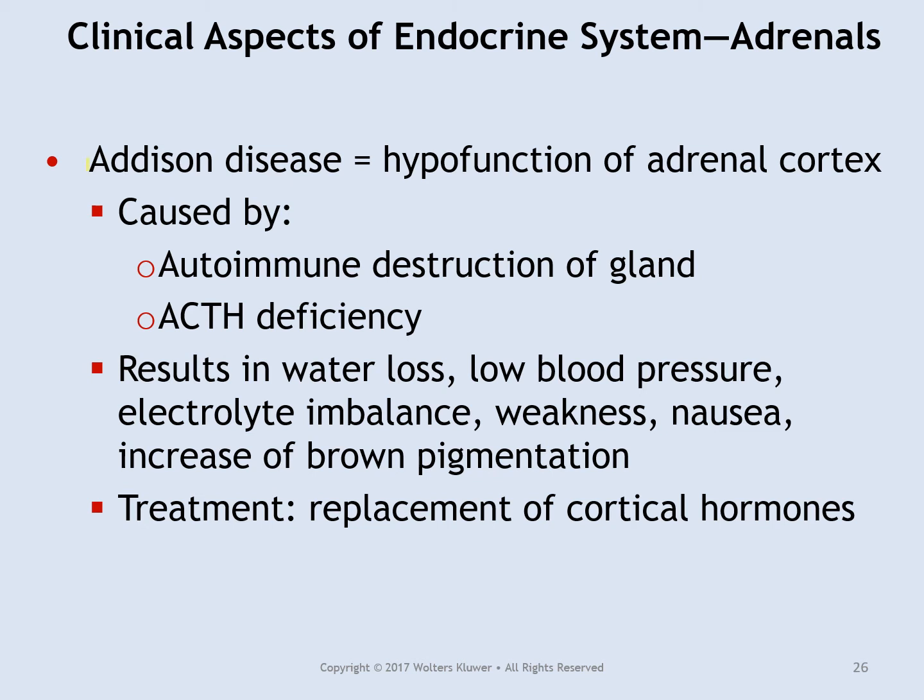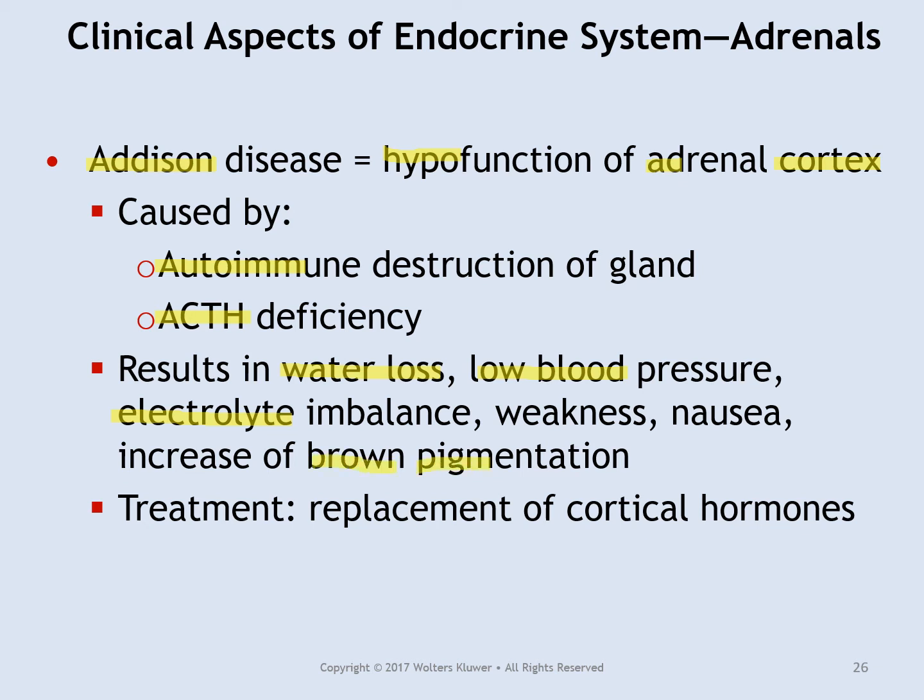In Addison's disease, there is hypofunction of the adrenal, in this case the cortex. Remember the outside? You can have autoimmune, or a person's own immune system destroying that tissue, and the main hormone that is affected is ACTH. You'll end up with not enough fluid being retained, low blood pressure, electrolytes that are going out with the water, and that follows with weakness, nausea, and a brown pigmentation.